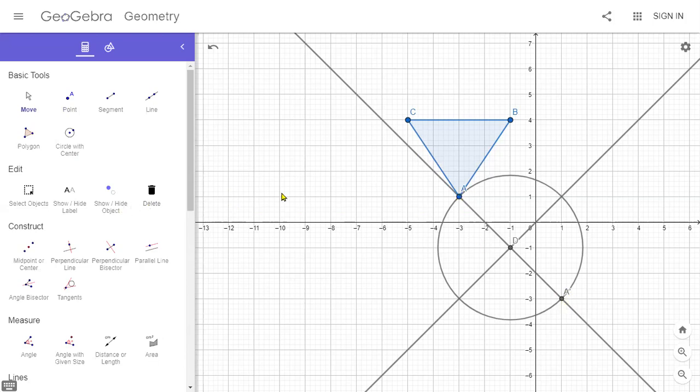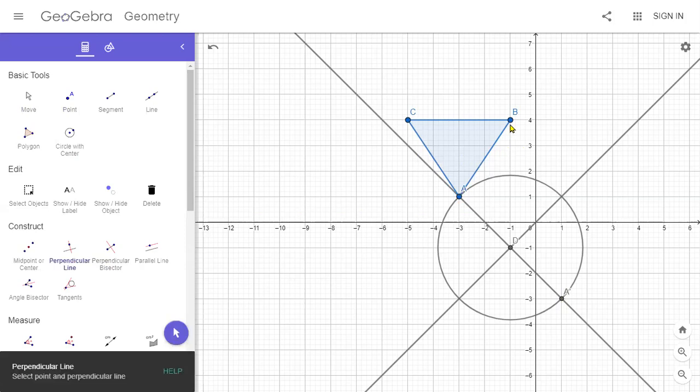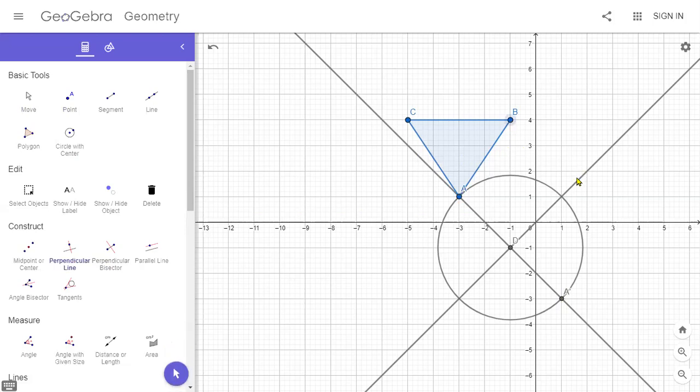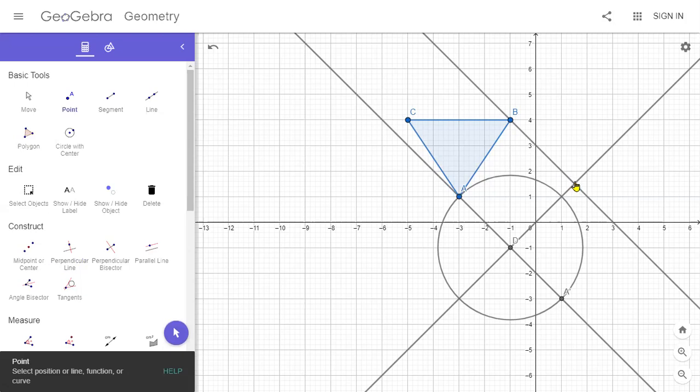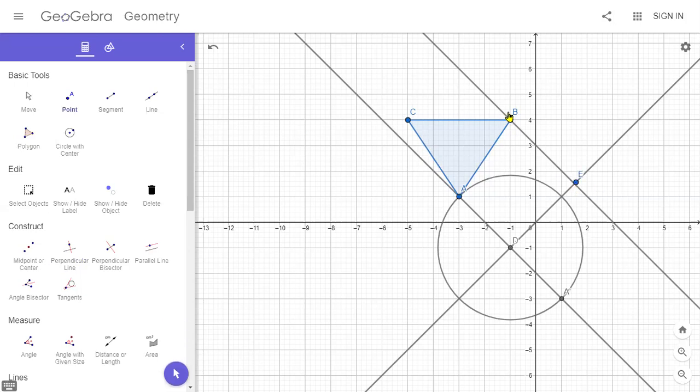Similarly, let's do the same thing for the other vertices. Let me take the next vertex B, and let's make the perpendicular line. Okay, this is the perpendicular line. We have to mark that point of the intersection first. Let's say this is the point E, and by taking BE as the radius, we have to draw a circle.